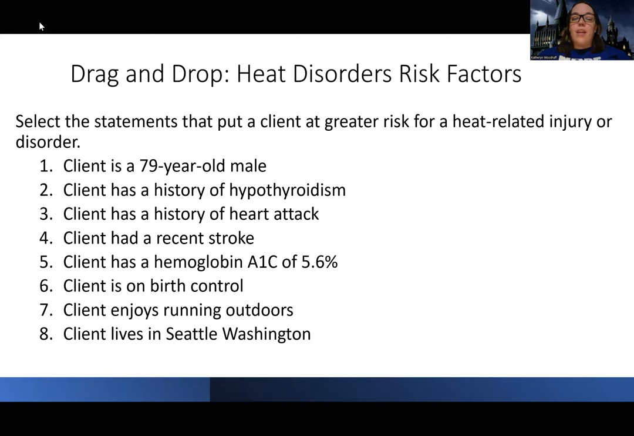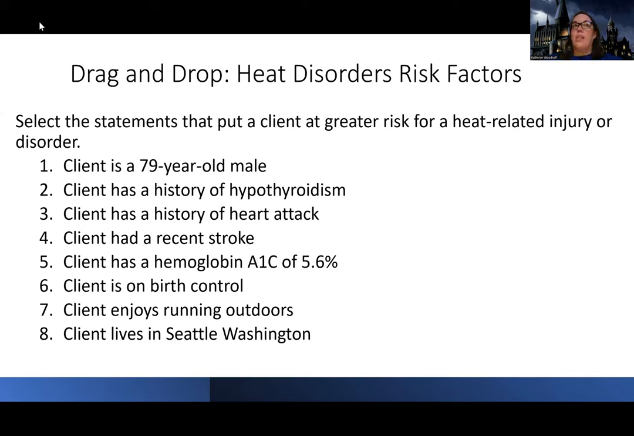So, I will say that, yes, it usually has to be a hot place. So now I'm probably going to want to update this to say enjoys running outdoors in Texas. But yes, generally exercise outdoors, especially in a hot climate, will put you at risk. So just imagine this says client enjoys running outdoors in Texas. So then last but not least, it says client lives in Seattle, Washington.